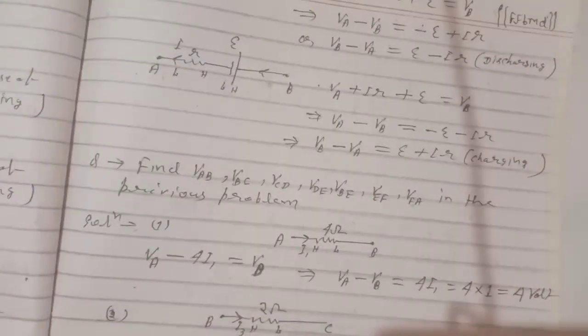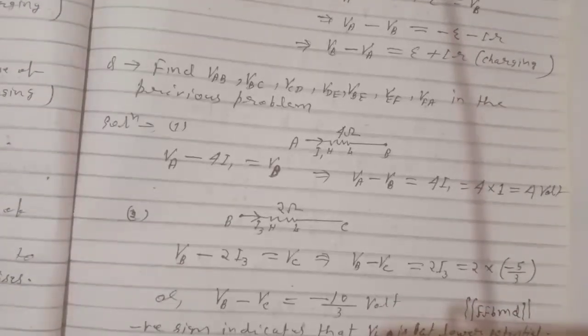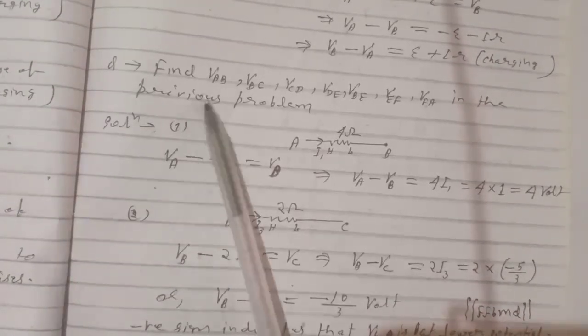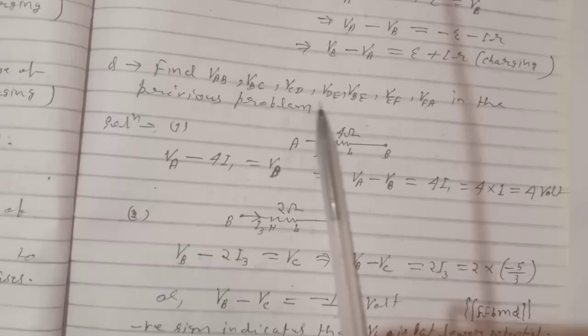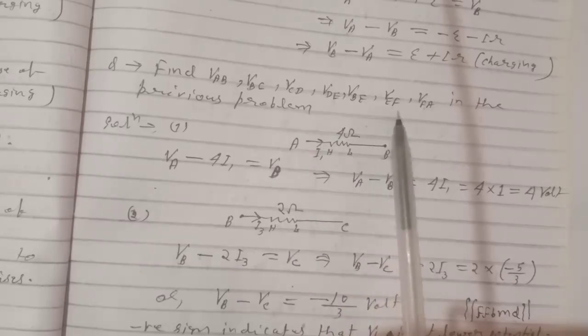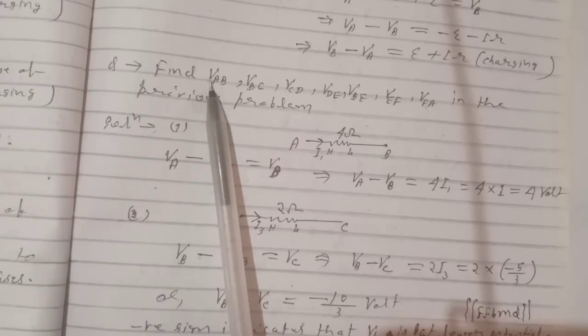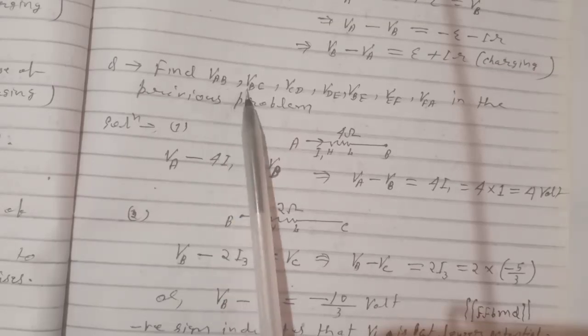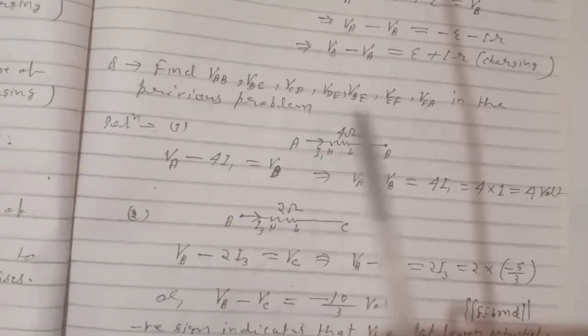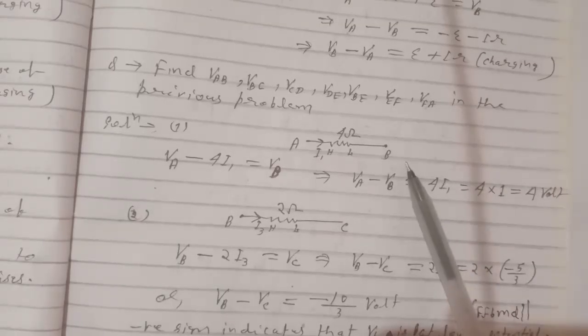Now based on this concept, we will see some problem. In this case, for example, find VAB, VBC, VCD, VDE, VBE, VEF. It means that we have to find the potential difference between A and B point, that is VA minus VB, VB minus VC, VC minus VD, similarly for all values.